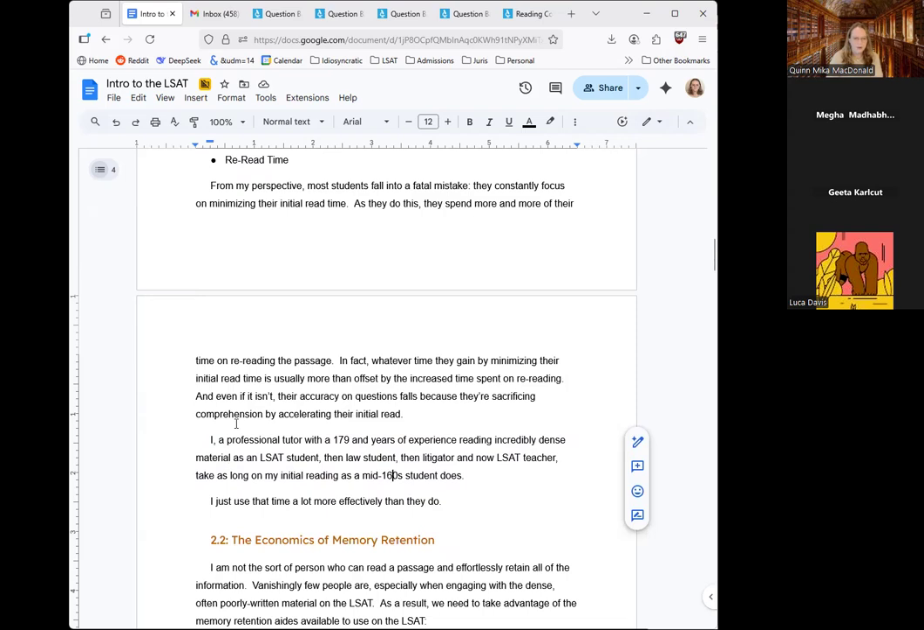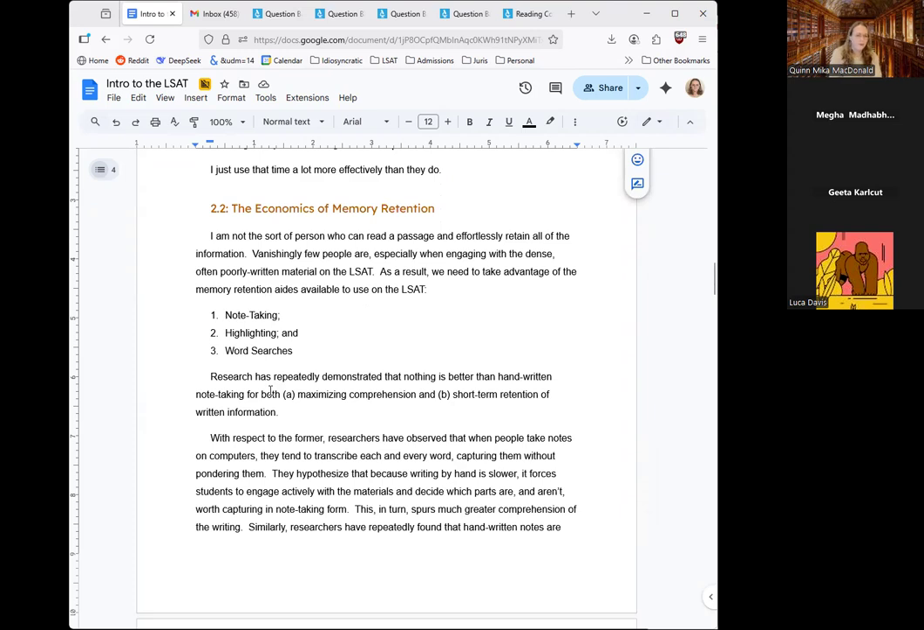So learn a good memory retention strategy. It will massively improve the time usage, which, as we've already emphasized, is the hardest part of the reading comprehension section. All right, so let's think about the economics of memory retention and the ways we can help. Very few people can just effortlessly retain information they read, right? Even I can't do that.